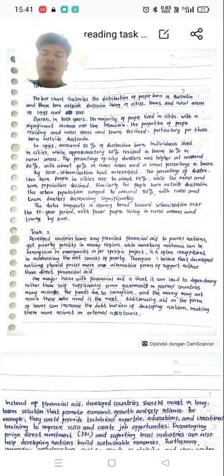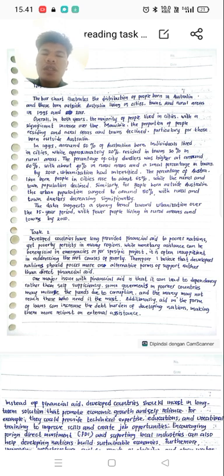In 1995, around 50% of Australia-born individuals lived in the city, while approximately 20% resided in towns and 30% in rural areas. The percentage of city dwellers was higher at around 60% for those born outside Australia, with about 40% in rural areas and a small percentage in towns.